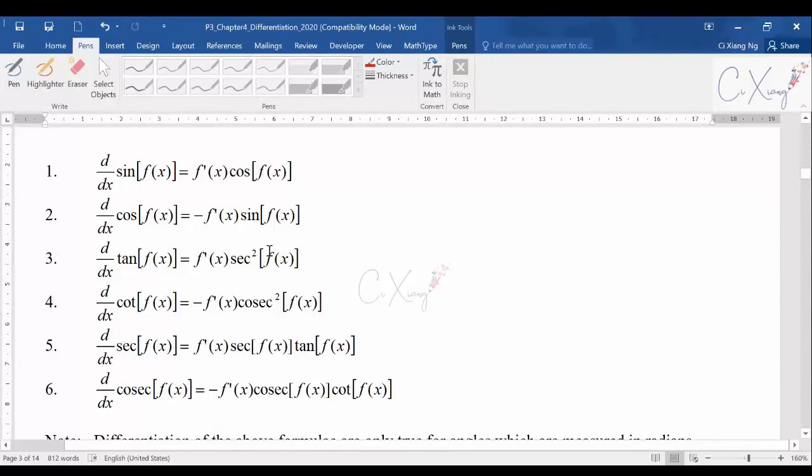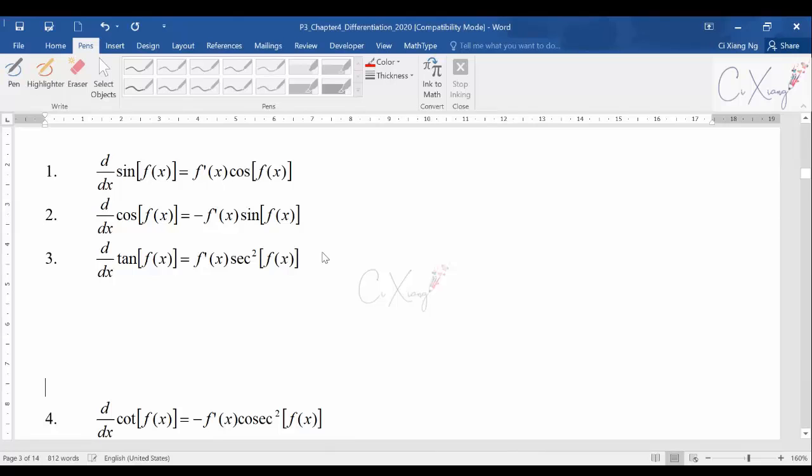Generally, I usually ask students to memorize the first three only. Cotangent, cosecant, secant, you don't need to memorize, because you can use either the quotient rule or the product rule and still get an answer. But the three basic ones, sine, cos, and tangent, you have to try to memorize. Alright, so let's start with the very first one.